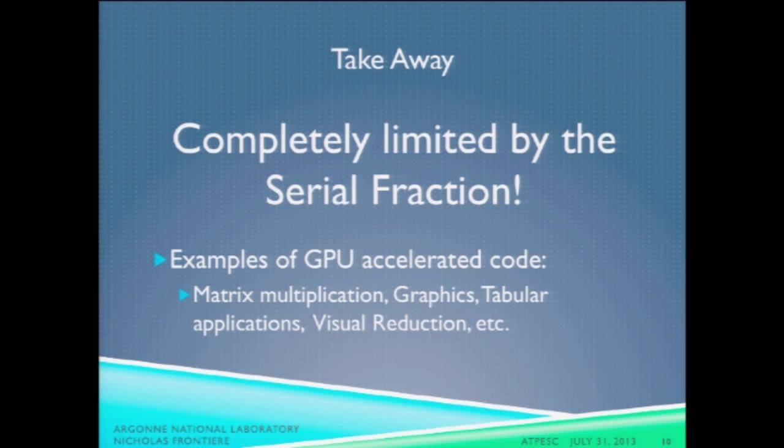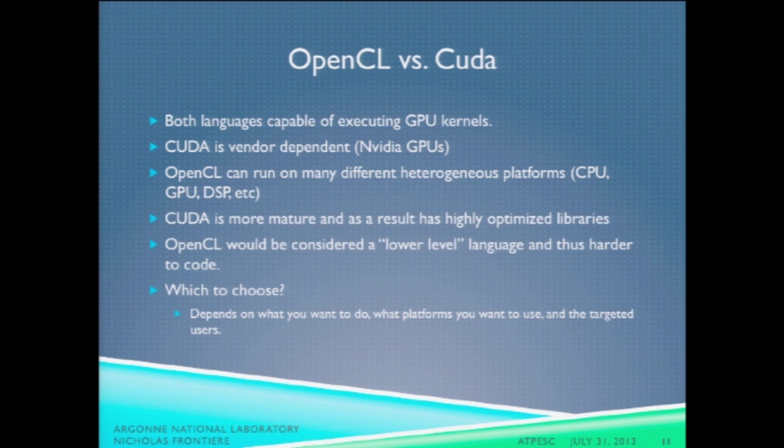So like I said, if your code has a large serial fraction, there's no point in accelerating on GPUs because you're not going to get anything for your time. OK, so now let's say you've done the profiling. You've restructured your algorithm. You think, OK, I actually could break this up into tiny pieces and accelerate on a GPU.